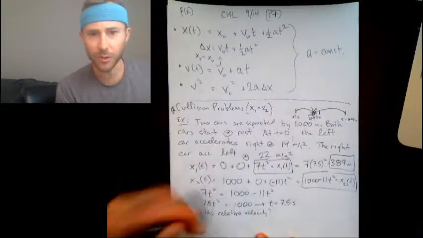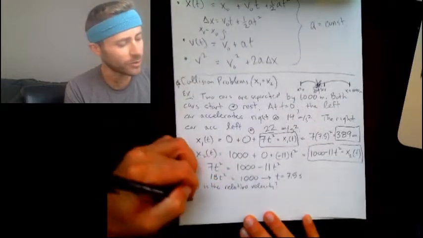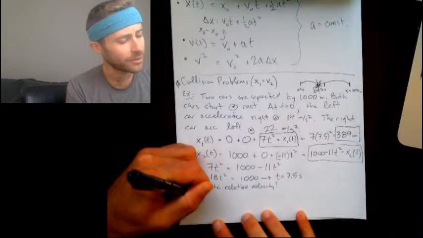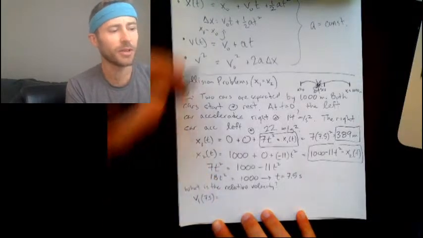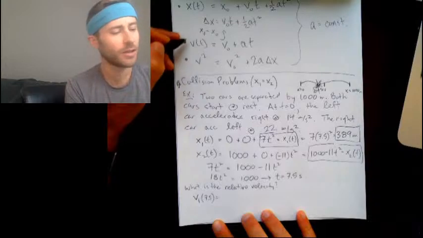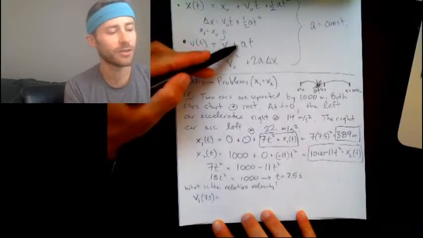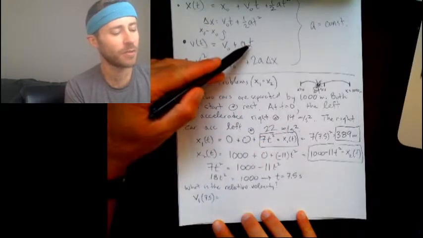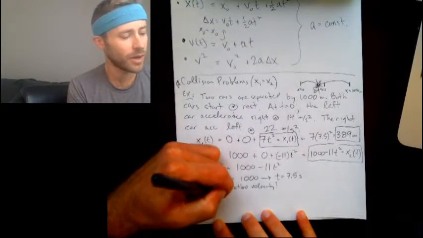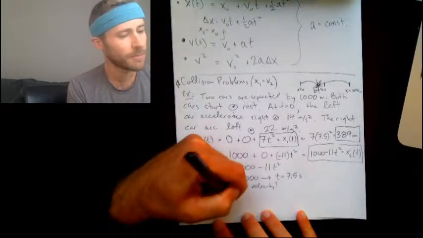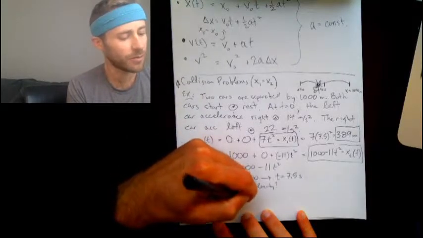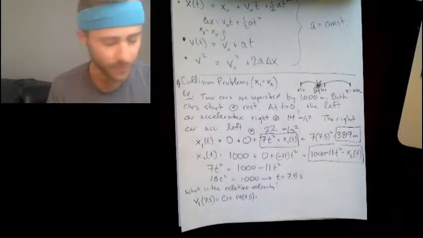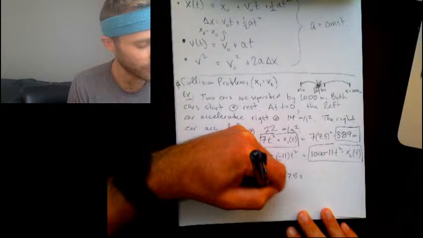So to figure out the relative velocity, I better figure out what is the velocity of the first car at 7.5 seconds. So I'm going to use this second kinematics equation. V initial is 0. The acceleration is 14 meters per second squared. The time is 7.5 seconds. So I have 0 plus 14 times 7.5. That gives me a velocity at the time of collision of 105 meters per second.